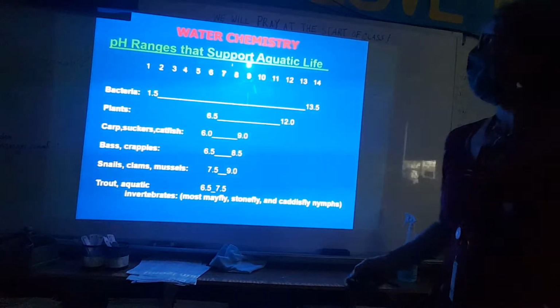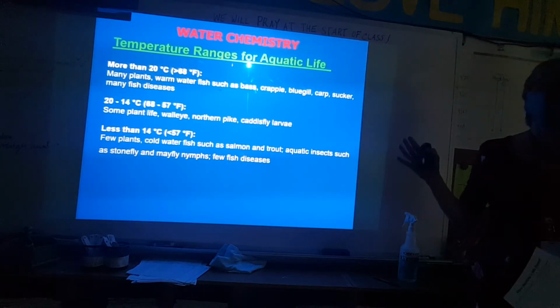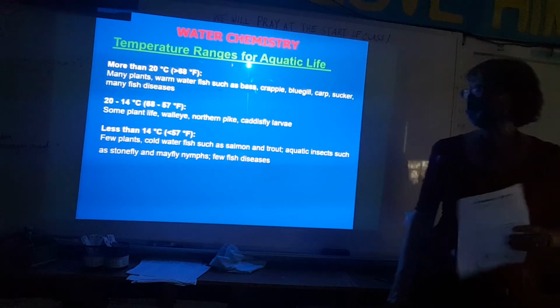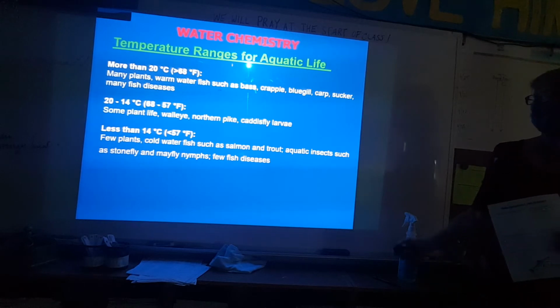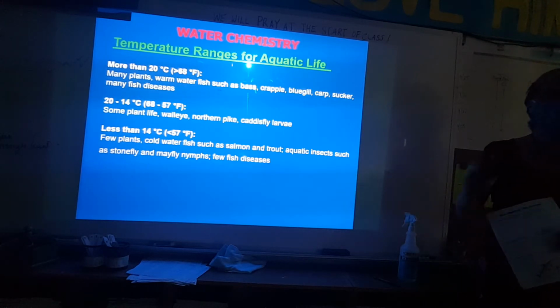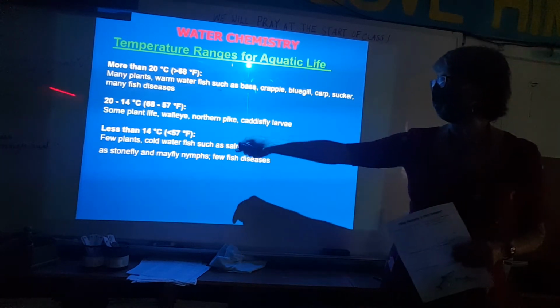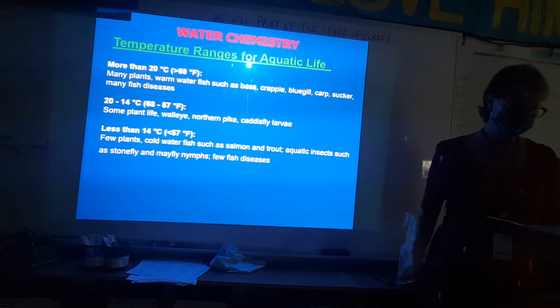Okay, moving on. Now we're going to look at the temperature that trout might like. Who can find the temperature that's best for trout? Look at the chart. Where is it? Less than 14 degrees centigrade. Right there. Write that on your paper, please. Less than 14 degrees centigrade.